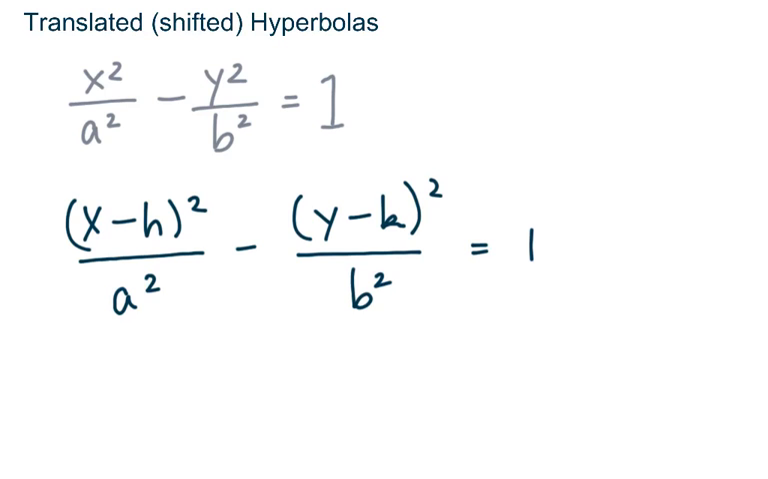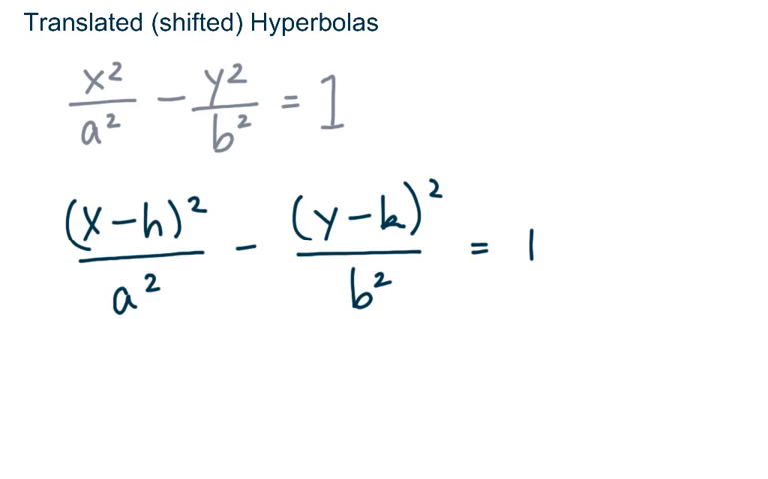So you'll notice, since we have x squared minus y squared, that this is a horizontal hyperbola, horizontal transverse axis, which means I have two hyperbolas opening to the left and right. Of course, if we had y squared minus x squared, that would make it a vertical hyperbola.